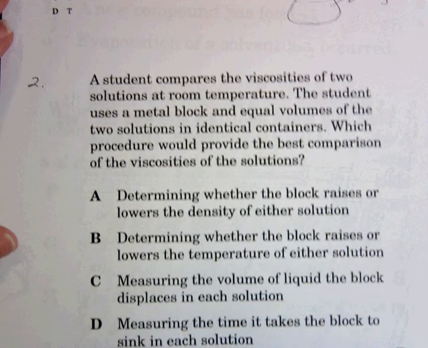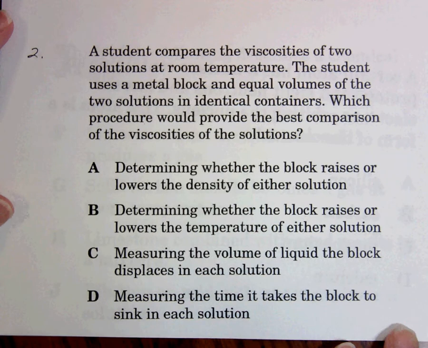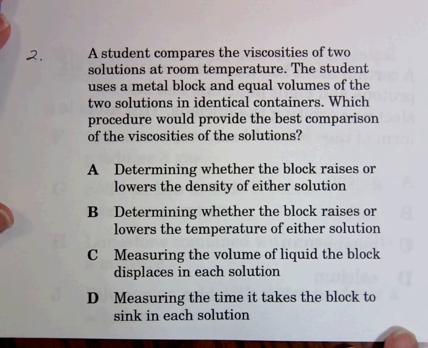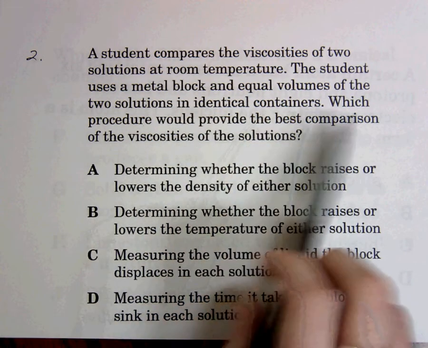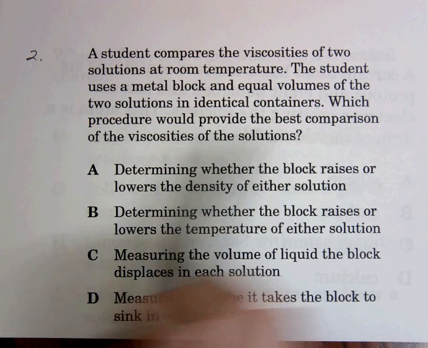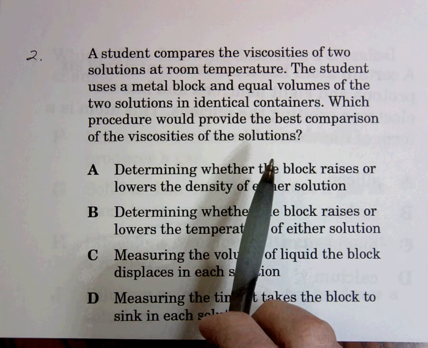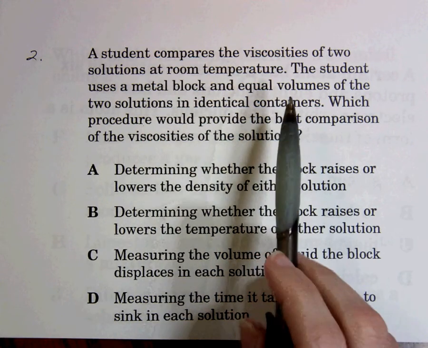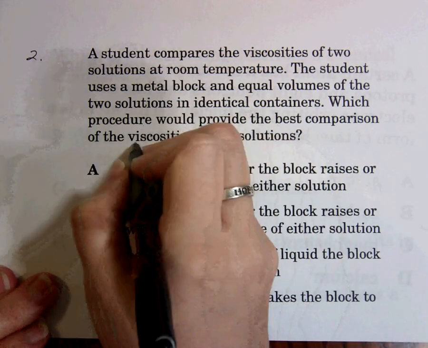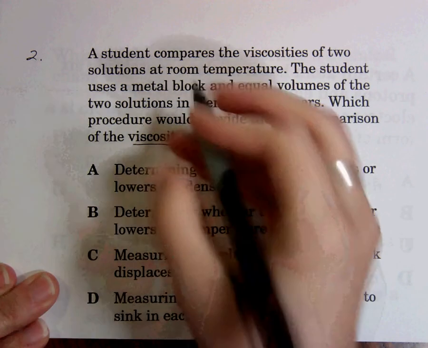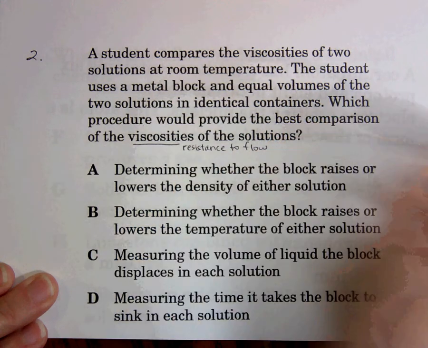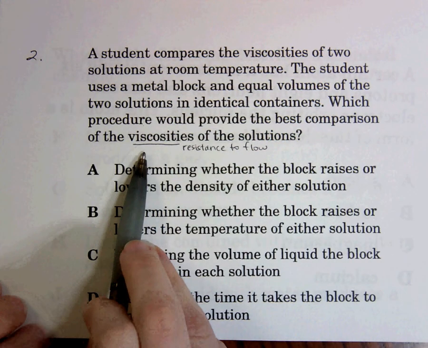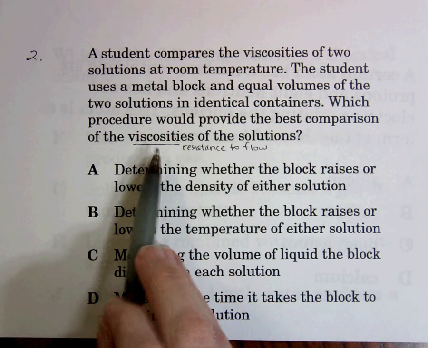Number 2 says, a student compares the viscosities of 2 solutions at room temperature. The student uses a metal block and equal volumes of the 2 solutions in identical containers. Which procedure would provide the best comparison of the viscosities of the solutions? Now, in that question above, I said viscous means that it is thick and it pours slowly. So viscosity has to do with the resistance to flow. A liquid with a high viscosity is going to move slower than one with a low viscosity.